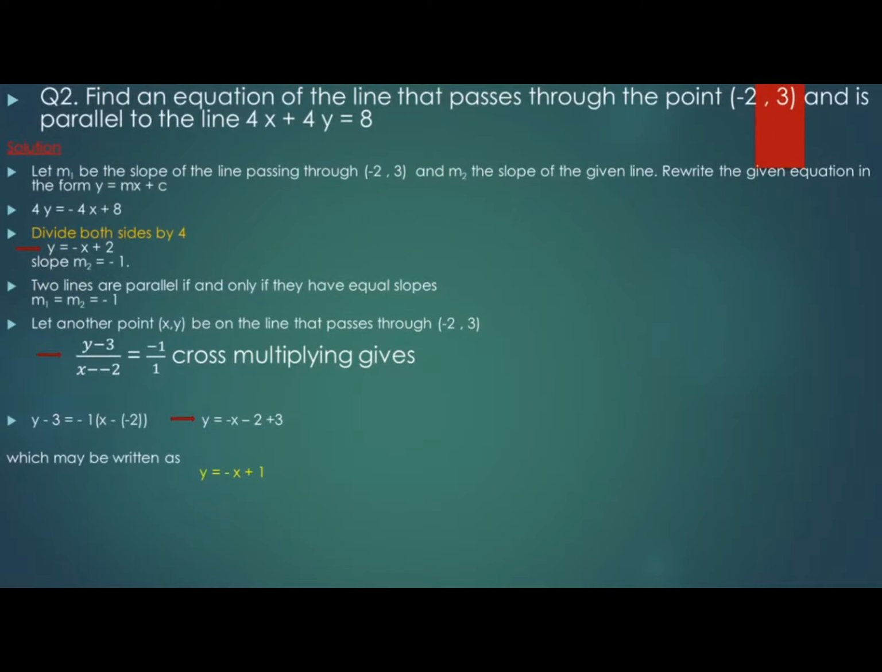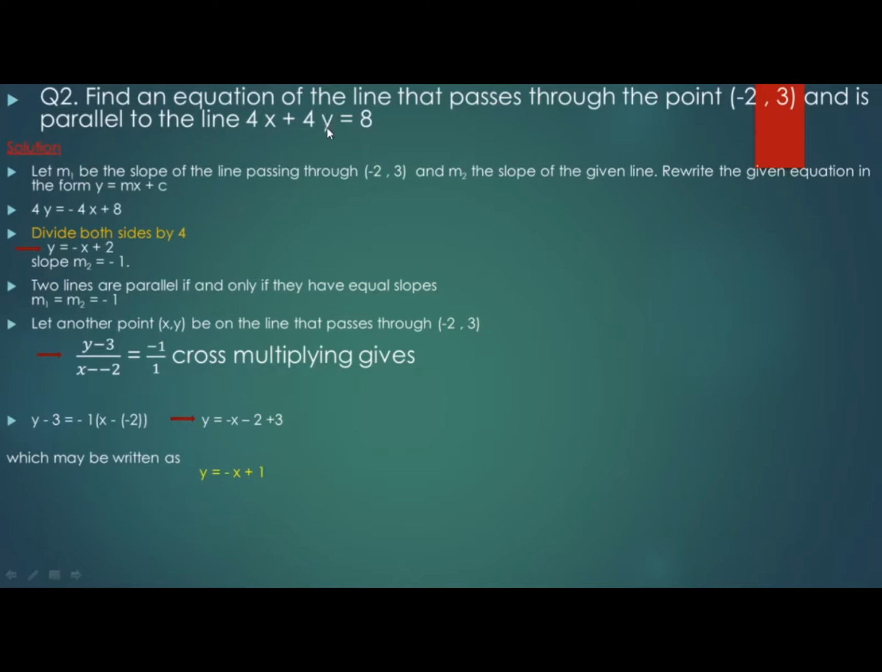Question 2. Find an equation of the line that passes through the point -2, 3, and that line is parallel to the line 4x plus 4y equals 8. You find the equation of a line passing through this point, and it is parallel to this line.